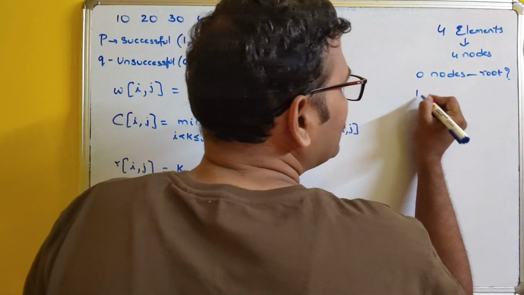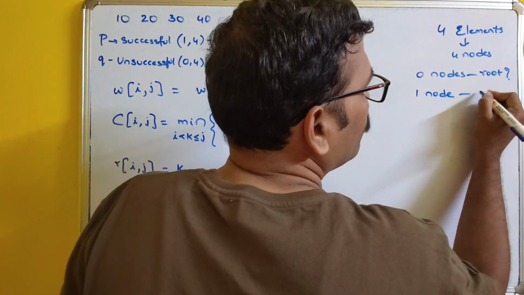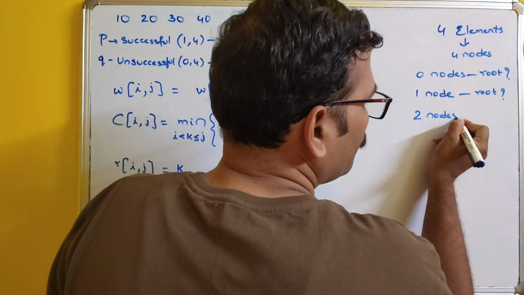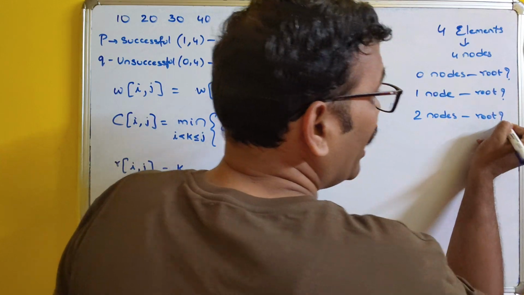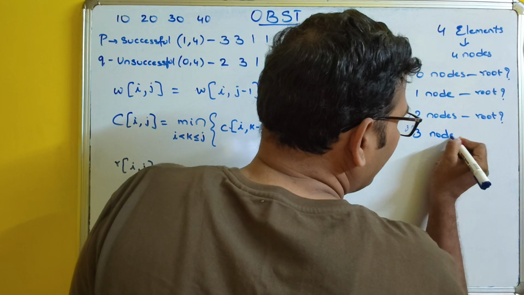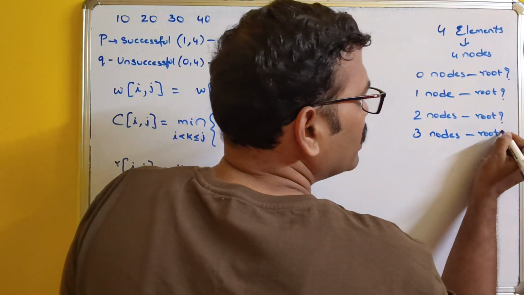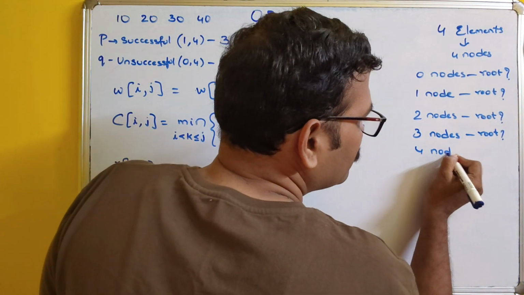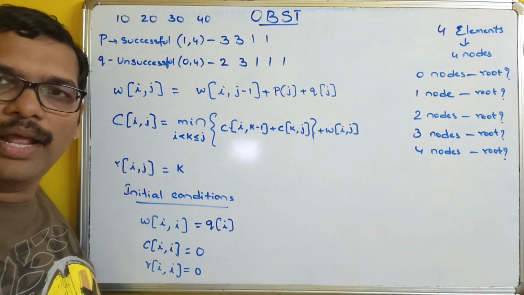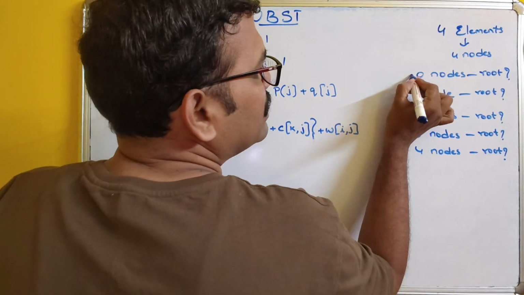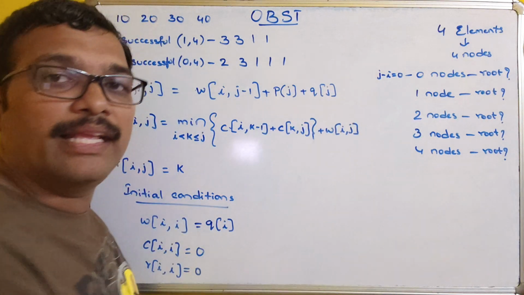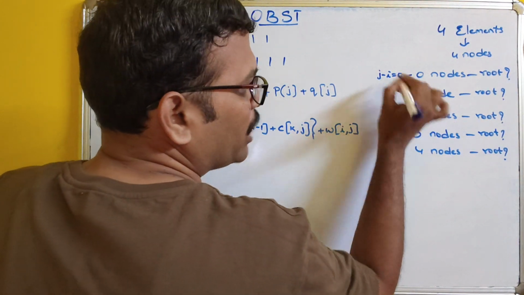Okay. Then if there is only one node, what is the root? If there are 2 nodes, what is the root? So we have to find out the minimum root, right? If the tree is having 3 nodes, what is the root? And if it is having 4 nodes, what is the root? We have to calculate that root value. And this happens when j minus I is equal to 0. That means j and I are the same, right?